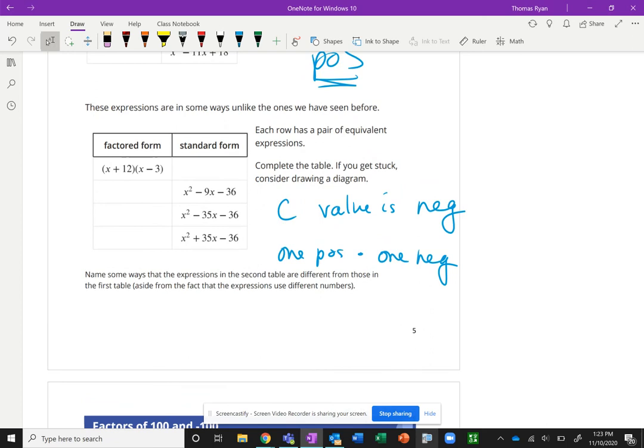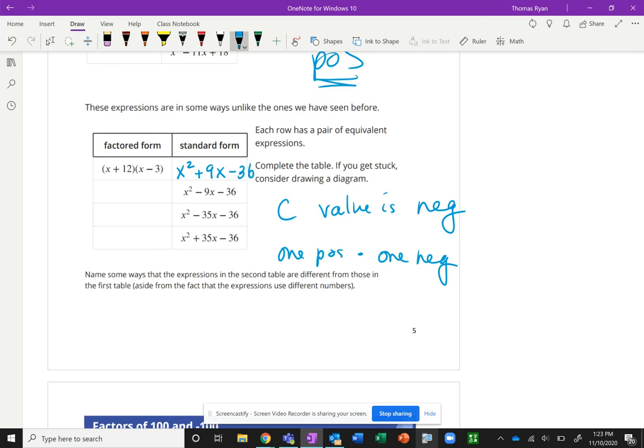All right, here we go. We can start with this one. We're good at this. So we're going to have x squared, positive 12x minus 3x, which should give us 9. And then 12 times negative 3 is negative 36.